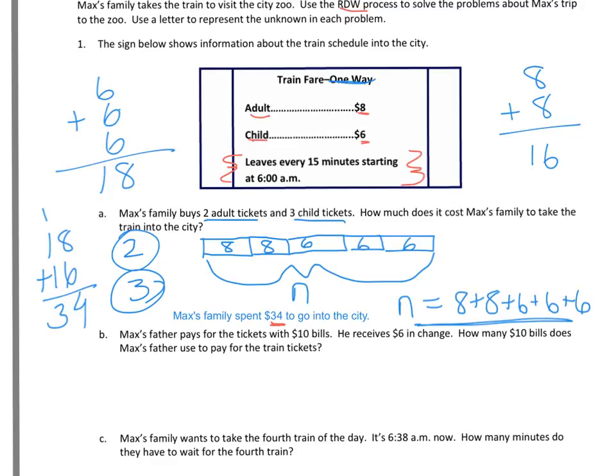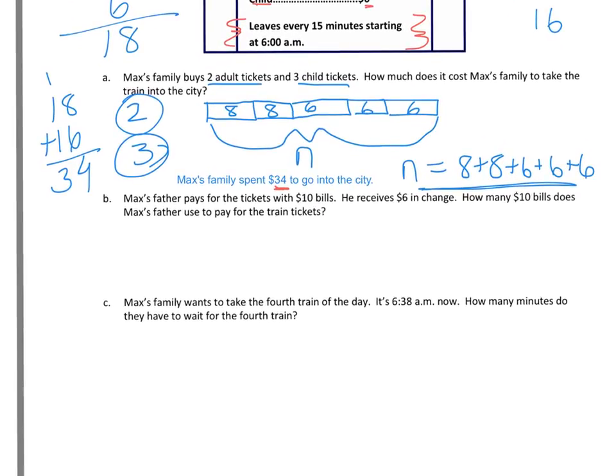Let's take a look down at B. And it says, Max's father pays for the tickets with $10 bills. He receives $6 in change. How many $10 bills does Max's father use to pay for the train tickets? So the first thing I need to do is figure out how much he gave to pay for these. And I know he paid $34 because that's how much the tickets were, but he also gave $6 extra because that's what he got back in change. So that right there is going to tell me how much he gave or paid. And then 34 plus 6 will get me 40.